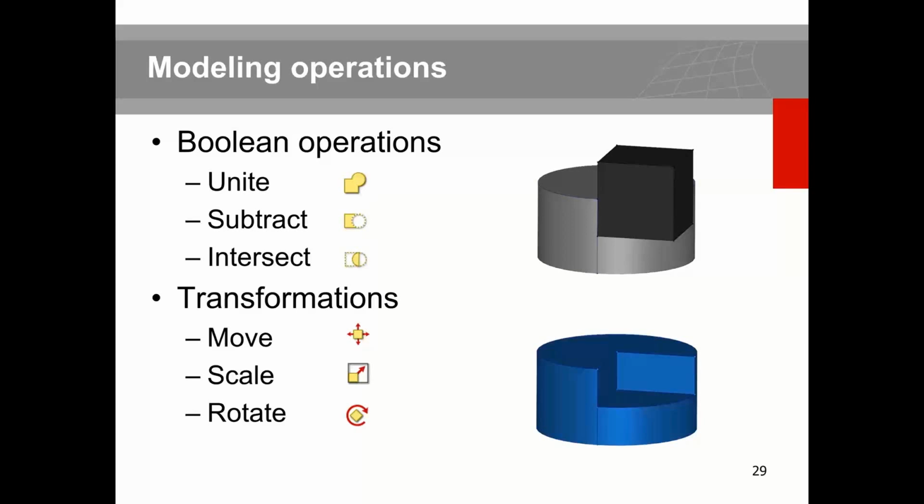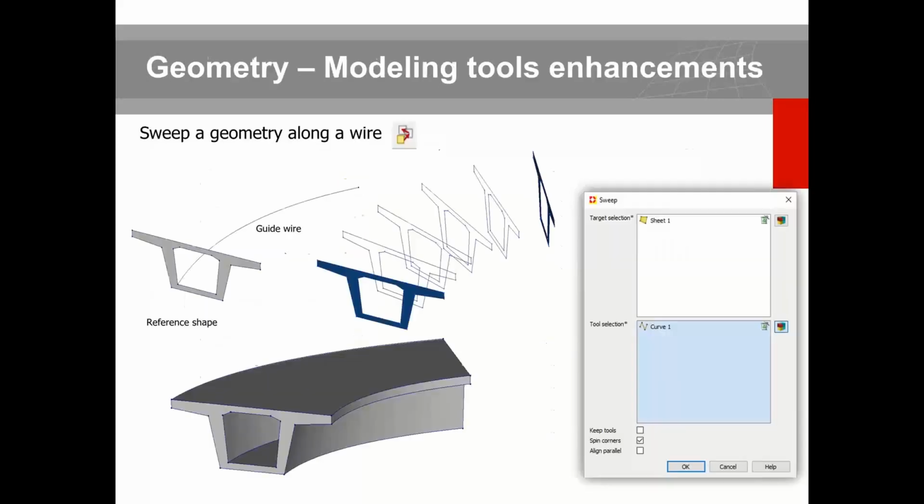You can also perform different modeling operations, whether unite, subtract, or intersect. These are the main Boolean operations. Or you can perform some transformations, such as move, scale, and rotate. You can sweep your geometry along a wire. For instance, here we have the example of a box girder, where we have a reference shape, and we sweep it along a guide curve, which is not a straight line, but a curved line. And in just one click, you can generate a very nice solid geometry using this option.